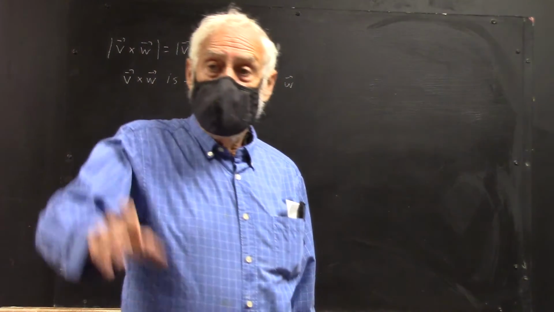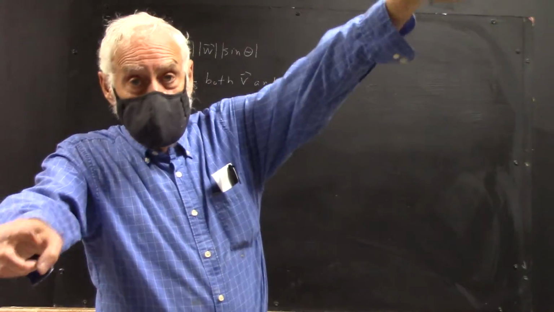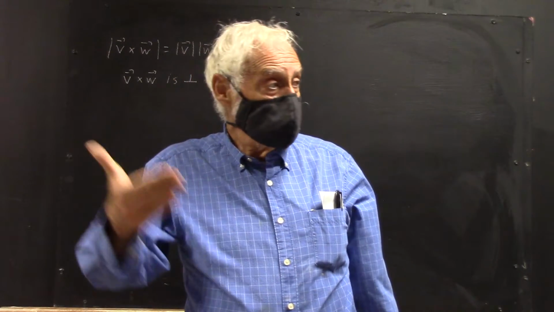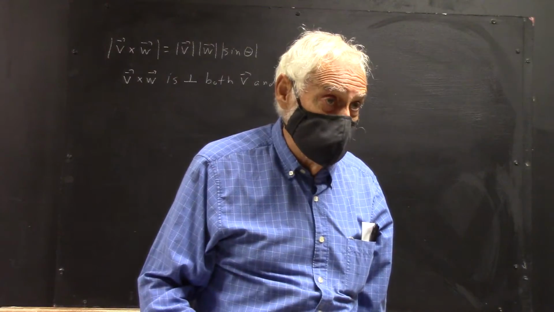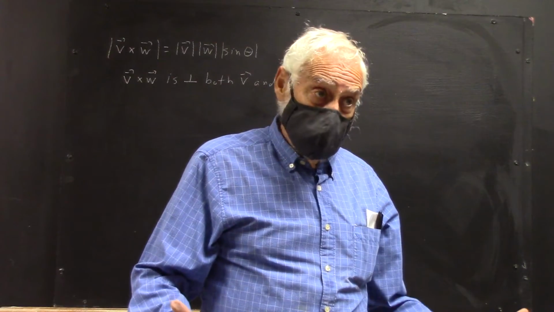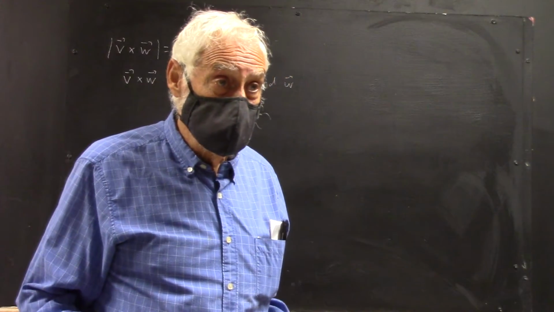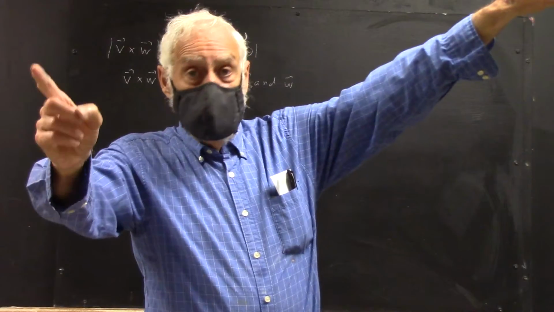If this is V and this is W, then you put your fingers in the direction of V. You face your palm so that it's facing W, so that if you turn your fingers, they're turned toward W, and your thumb points in the direction of the cross product. Pretty simple, but you've got to look at it a few times and use it a few times before you get used to it.